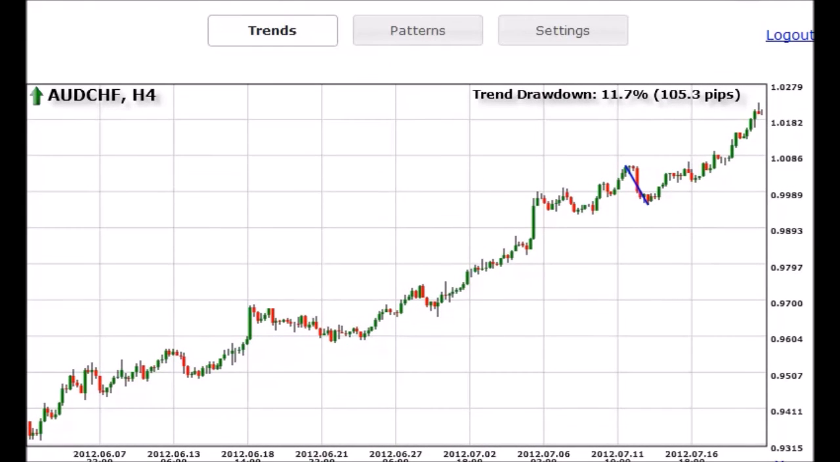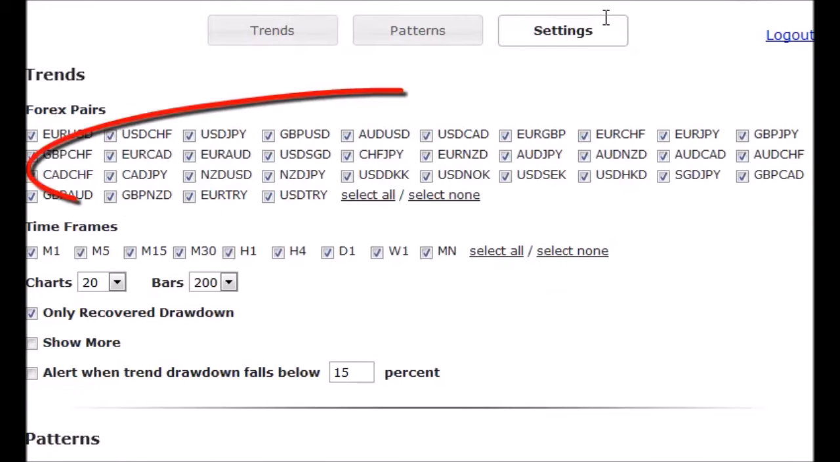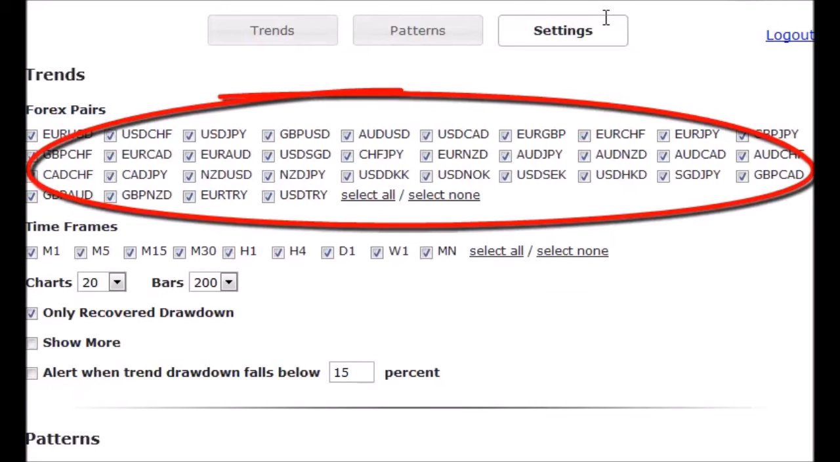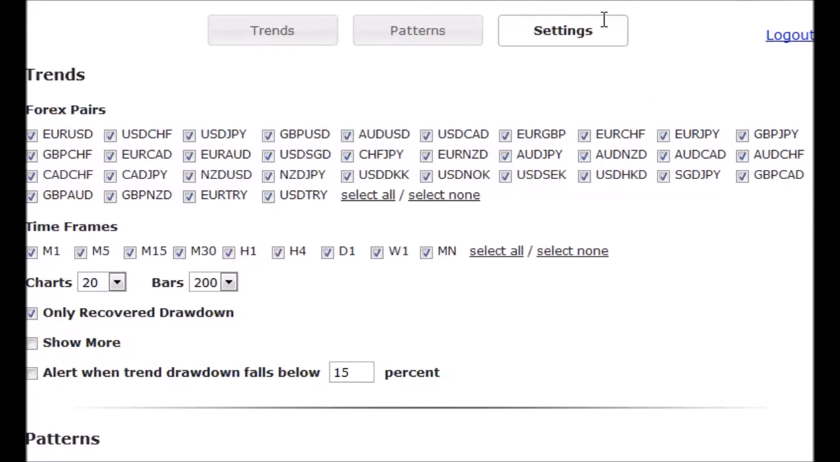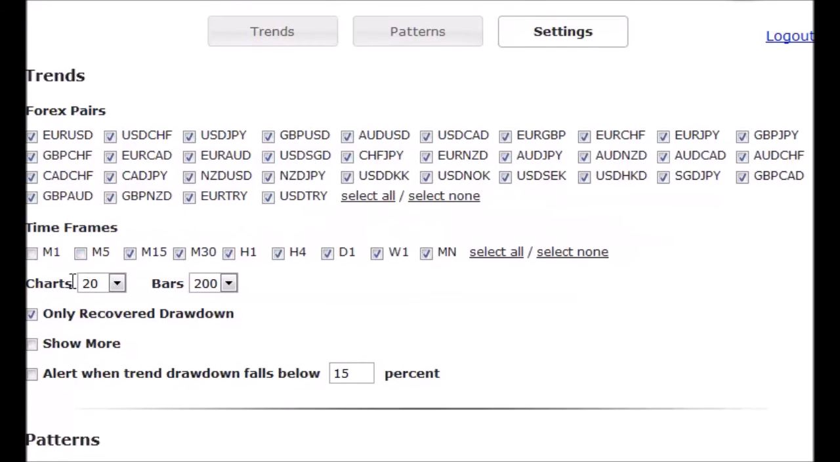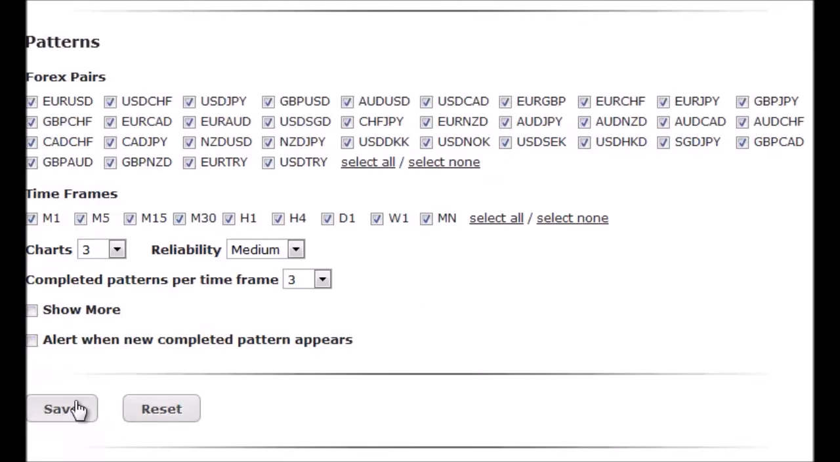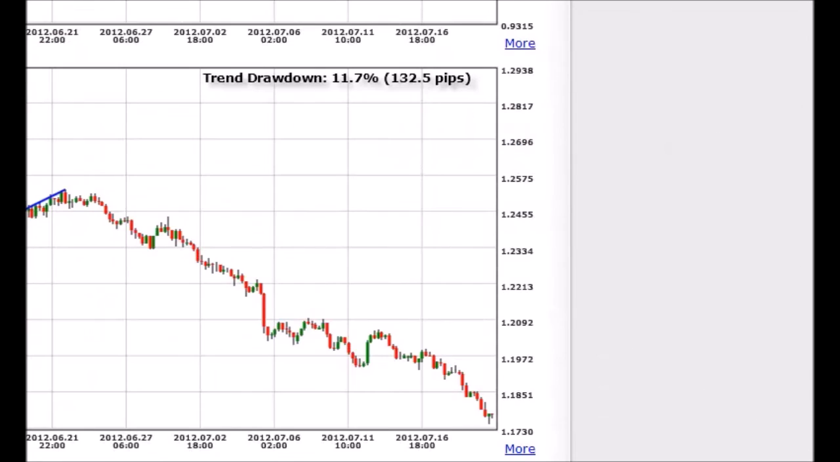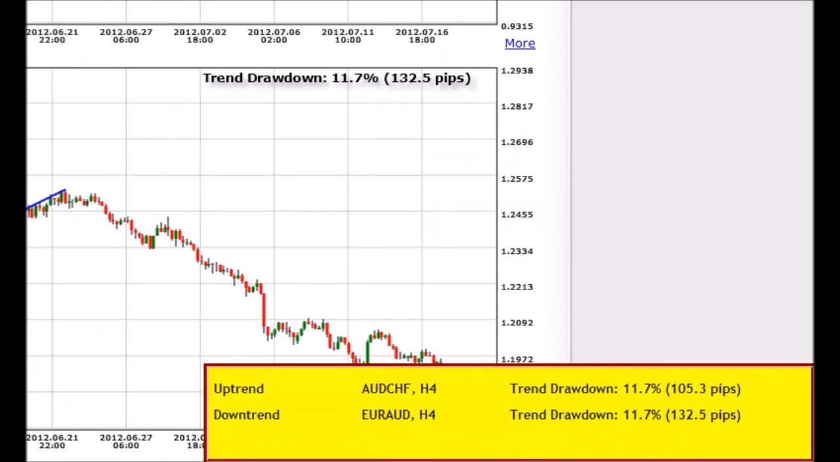So let's go back into Settings, and here you can select only particular currency pairs or deselect pairs you do not want to trade, or that are not in your trading platform. You can also deselect time frames, for example, the lowest time frames. You can set up alerts when the trend drawdown falls below, let's say, 15%. Then click Save. And the audible alert will let you know when the lowest drawdown on any chart falls below 15%.